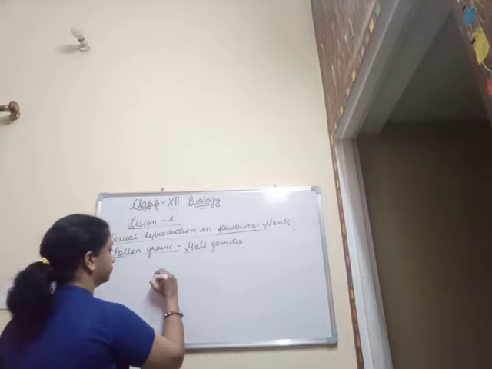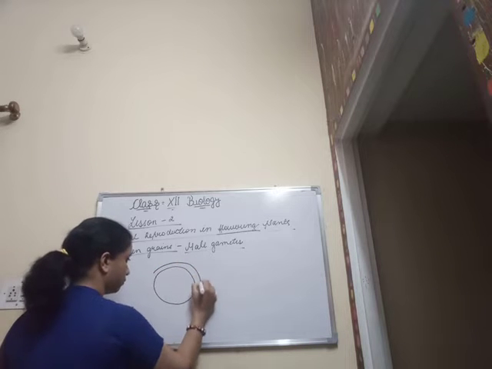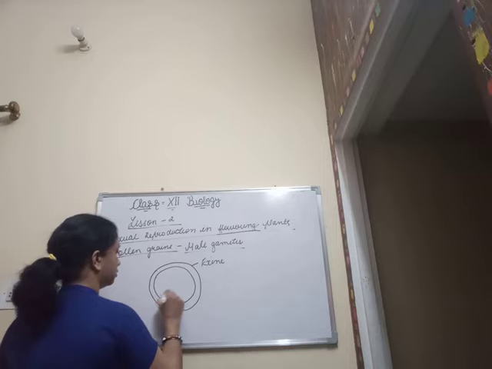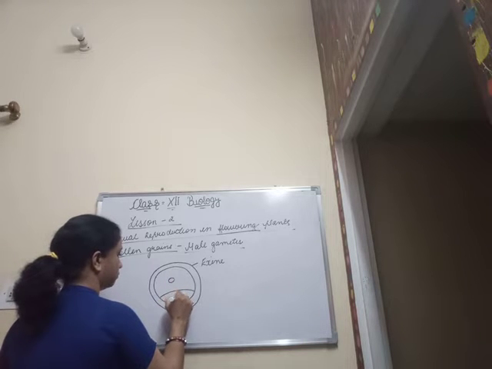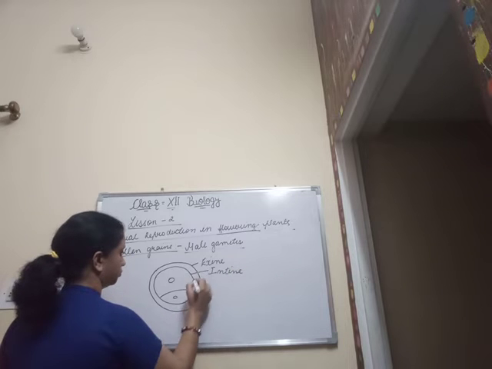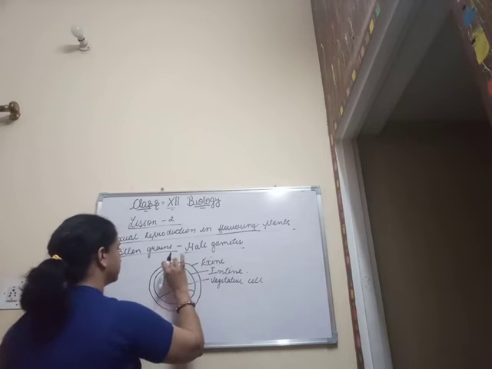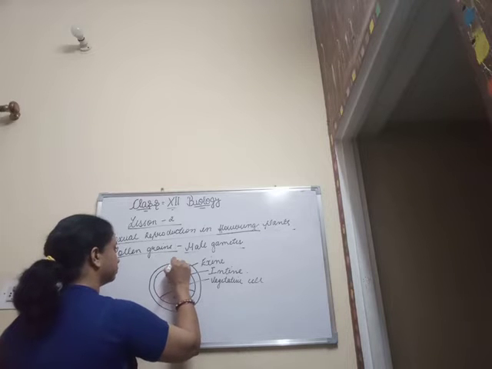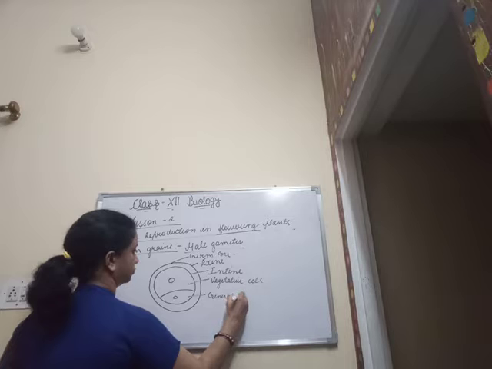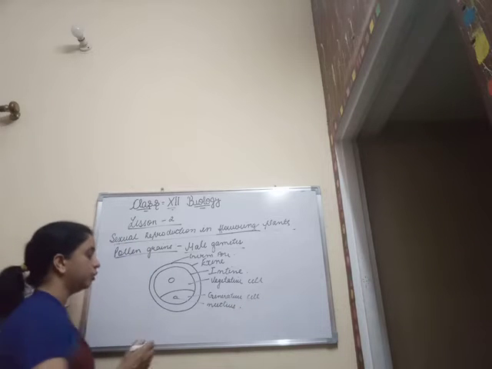Every pollen grain comprises 2 layers. The outermost is known as the exine. So this is the general structural plan of the pollen grain.